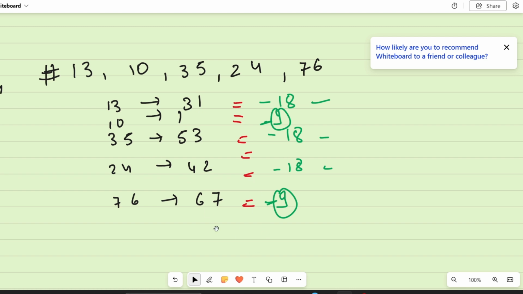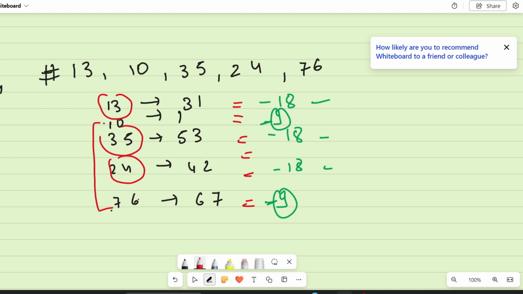Now 10 and 76 would form a pair. Now we have three numbers over here. So how would they form pairs? There is a formula for finding the number of pairs that a group of numbers would have. The formula says n times (n minus 1) divided by 2. Here n represents the frequency of the difference.